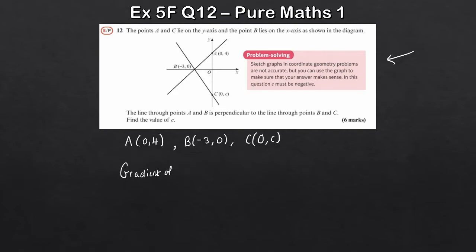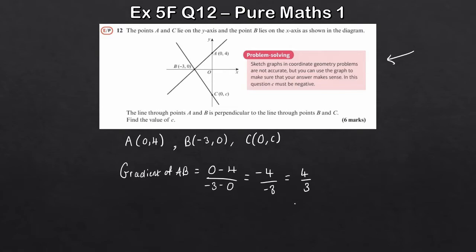So the gradient of AB, that's going to be 0 minus 4. So have I done this the wrong way around? No, that's fine. 0 minus 4 over minus 3 minus 0. So that's minus 4 over minus 3, which cancels to give us 4 over 3. Okay, so far everything's okay.